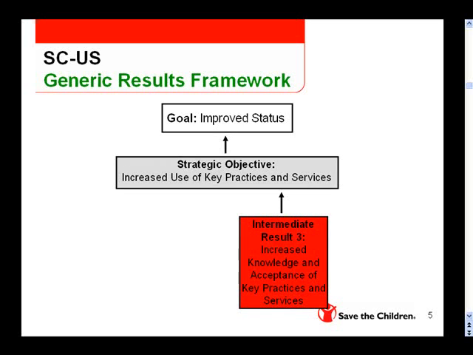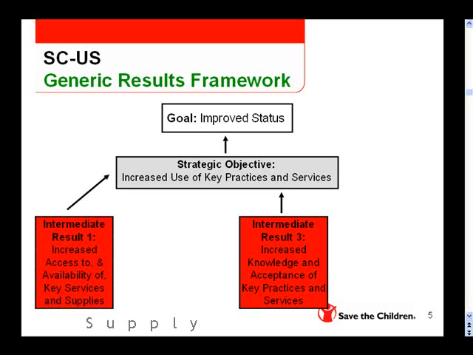Let's take a closer look at the IR level, and let me begin with intermediate result 3. This is the demand side, those behavioral determinants of using the key practices or services. These behavioral determinants include social norms, knowledge, skills, attitudes, beliefs, and the like. The supply side is composed by the first two intermediate results, IR1 and IR2.